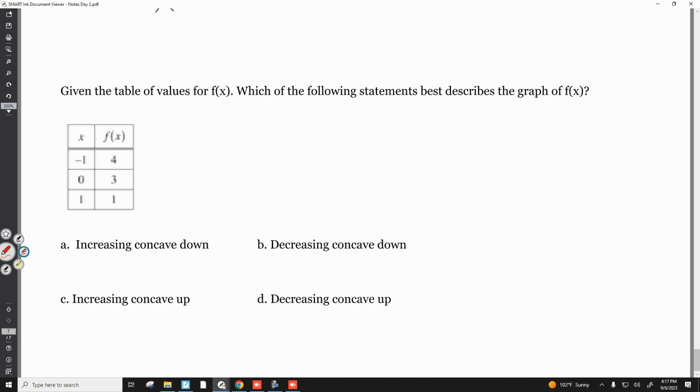Look at this table. Look at the rates. Down 1, down 2. My rates are negative and decreasing. So that means I'm decreasing concave down. My rates are negative, I'm decreasing. My rates are decreasing, my slopes are -1, then -2. I've got to go concave down.